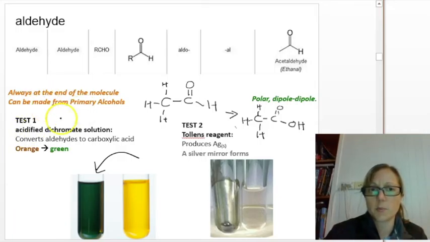And a little recap on naming our aldehydes. Well, they're made from primary alcohol, so they're always at the end of a chain. And we name them with al at the end. So we look for the length of the chain, and then the aldehyde group we identify it and call it al. So in this case, ethanal.